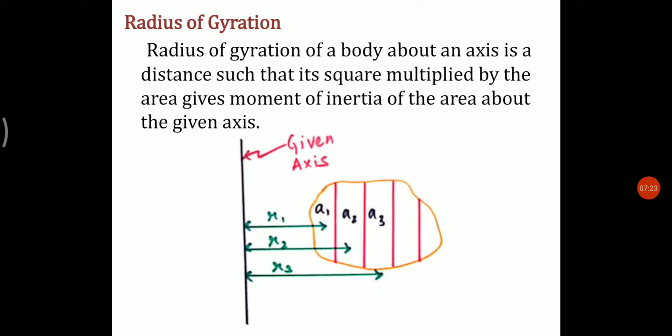Now let us consider this plane, and from the figure the moment of inertia about the given axis, this is the given axis, can be written as I is equal to A1, that is area, into R1 square from parallel axis theorem again, plus A2 into R2 square plus A3 into R3 square plus etc.